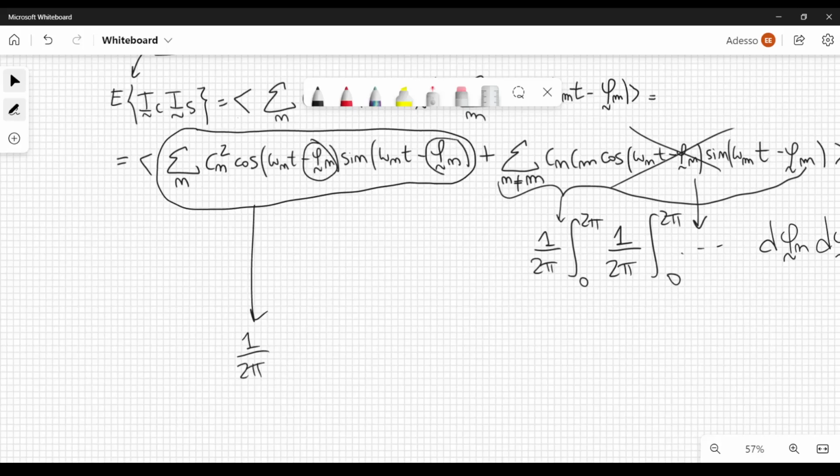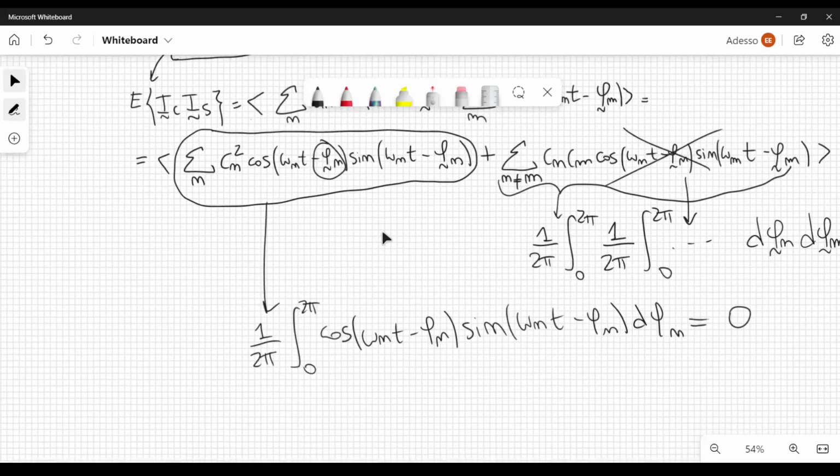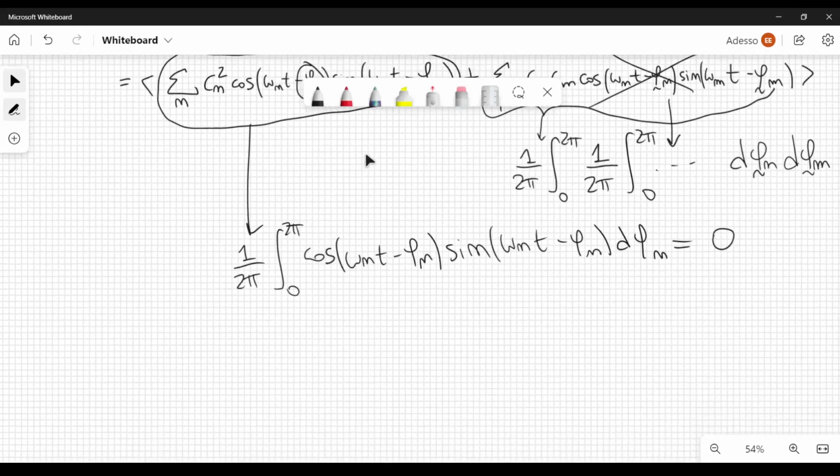this variable is equal to this one. So I will have to integrate from 0 to 2 pi and multiply by 1 over 2 pi. And then here I will have this integrand. In particular, the integral will be performed only over the cosine of omega n t minus phi n times the sine of omega n t minus phi n, and I have to integrate over phi n. And still, this is quite an easy integral. If you integrate this trigonometric function, you're still going to get 0. So it's very trivial. And therefore, we have proved that IC and IS are independent.